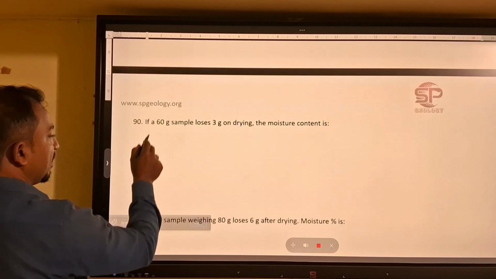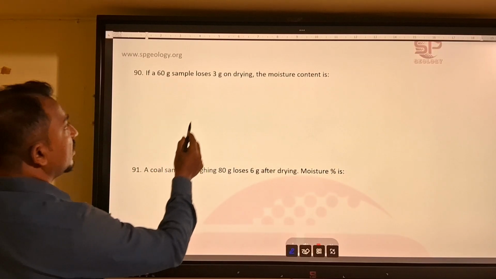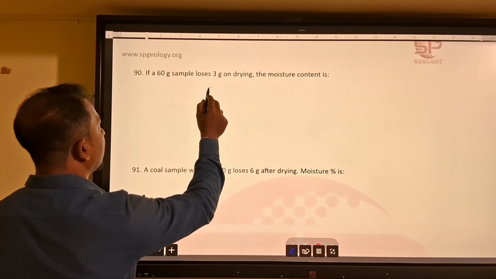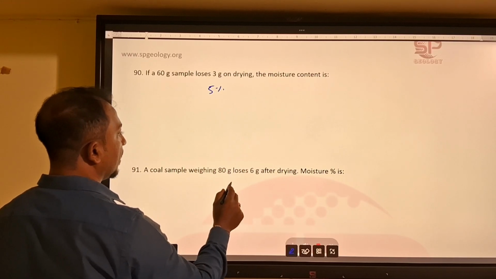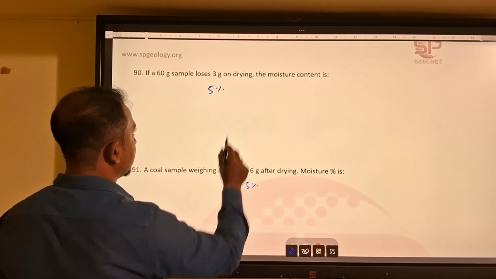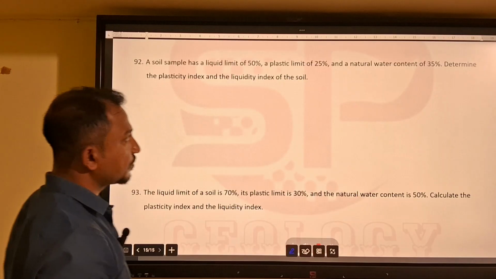Then these are also similar type of problem. So just for practice, I'll write down the answer. This will be 5%. This will be your 7.5%. So try to calculate by yourself. The answer will be this much.